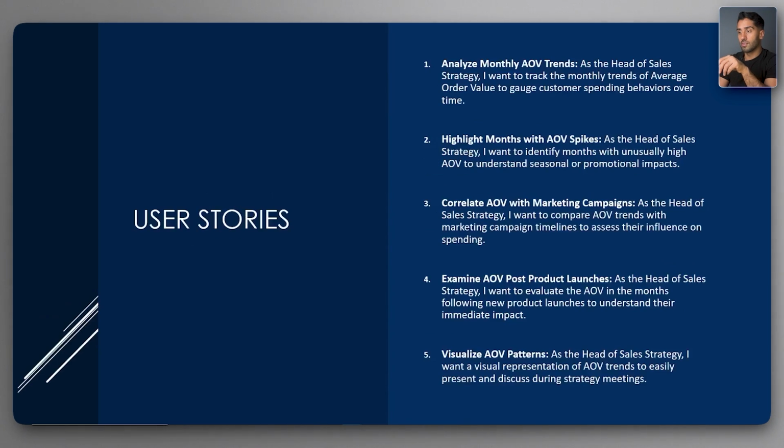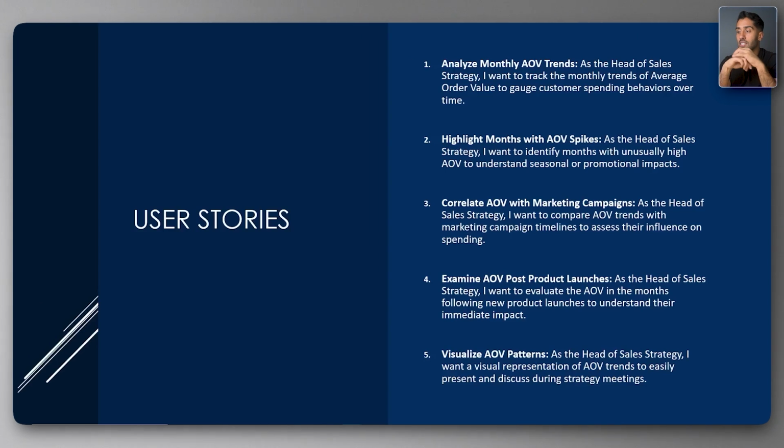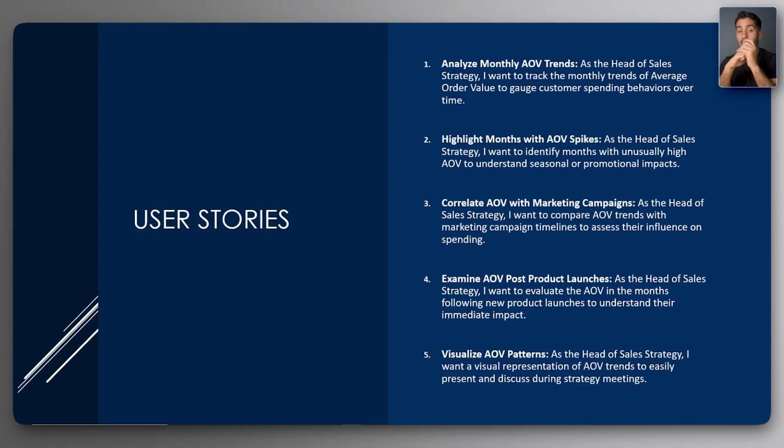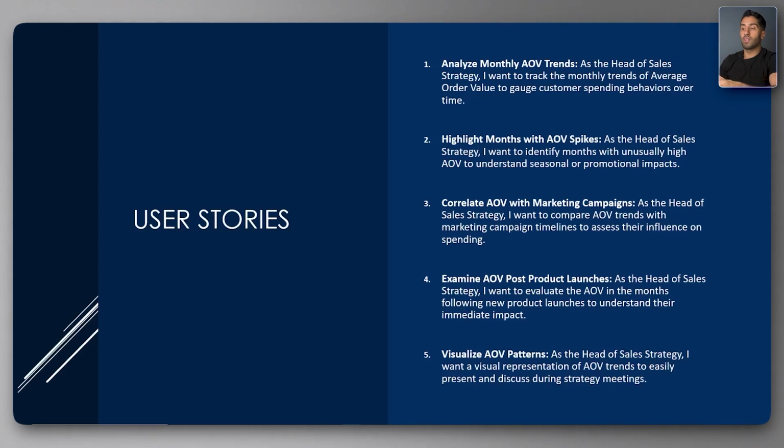So user stories. The first one is analyze monthly AOV trends. As the head of sales strategy, I want to track the monthly trends of average order value to gauge customer spending behaviors over time. That's the first thing that we want to focus on. We want to solve that. We want to give him something where he can say, okay, now I can do this.